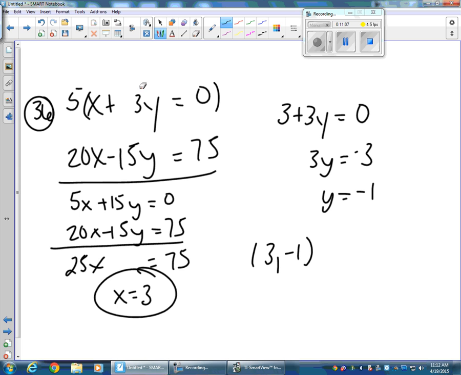Let's make sure it works in both equations. 3 plus 3 times -1 is 0. That works. 20 times 3, that'd be 60, minus 15 times -1, so that'd be plus 15. 60 plus 15 equals 75. It checks out for both, so that is how you do the elimination method.